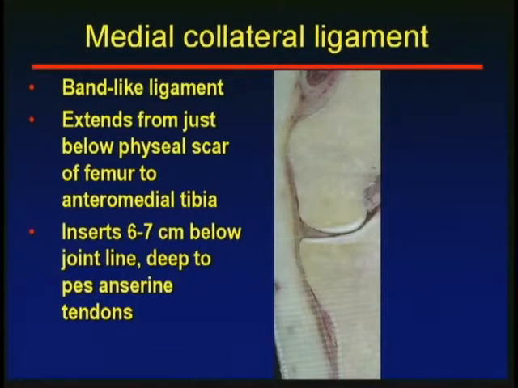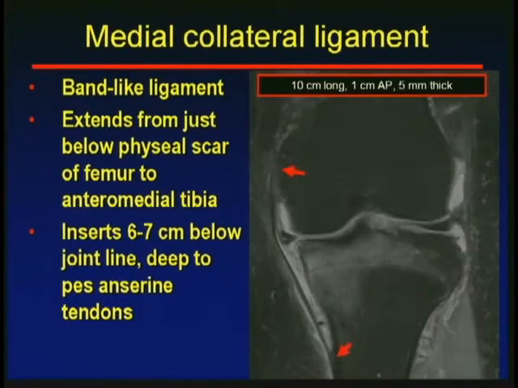This is a structure very well seen on MR imaging, and most of us use the coronal plane for assessment of this structure. It's a band-like ligament about 1 centimeter anterior to posterior, but it has quite a long length, running from just below the physeal scar of the femur and extending several centimeters below the joint line to insert 6 to 7 centimeters below the tibial plateau, just deep to the pes anserine tendons.